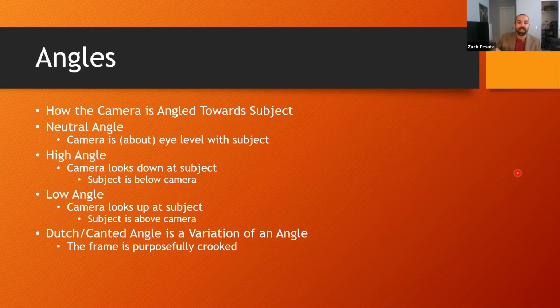Low angle, the camera looks up at the subject, who is above the camera. And then for a neutral, high or low angle, you can also have variations of the balance of the camera. At times, cinematographers will purposely make the framing crooked. So you can have a low, high, or neutral angle, and then each one of those could also be a Dutch or a canted angle, where the frame is purposely crooked.